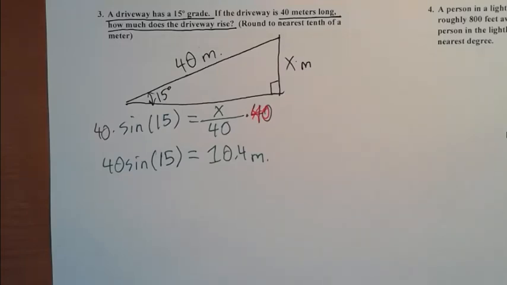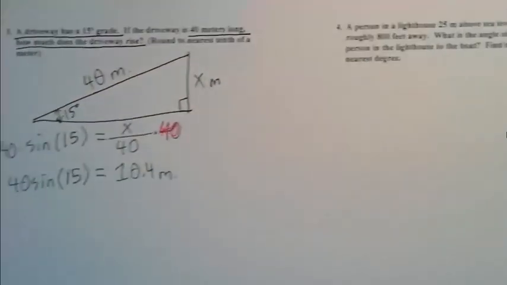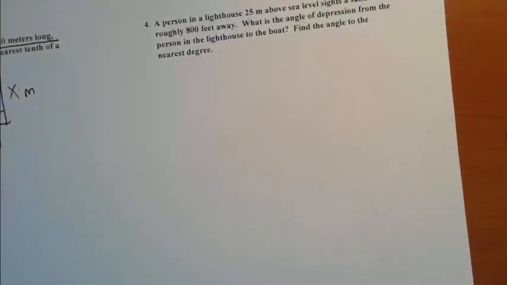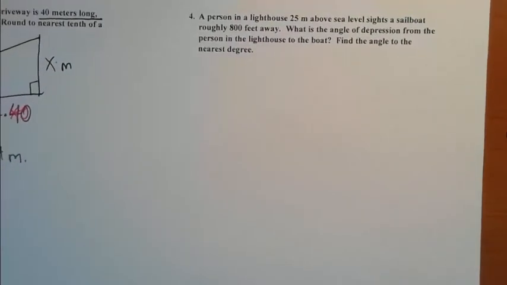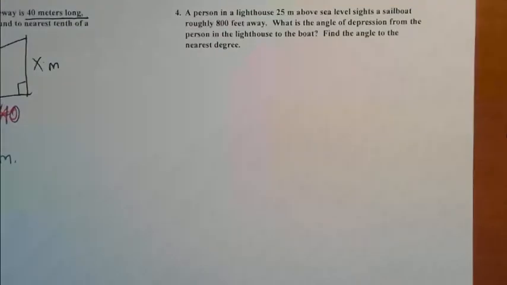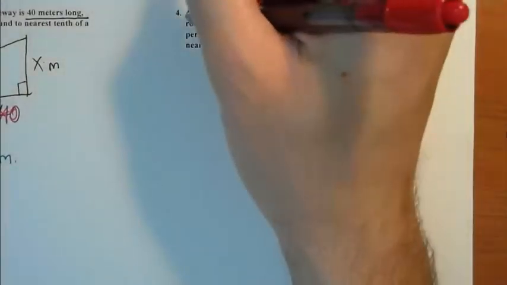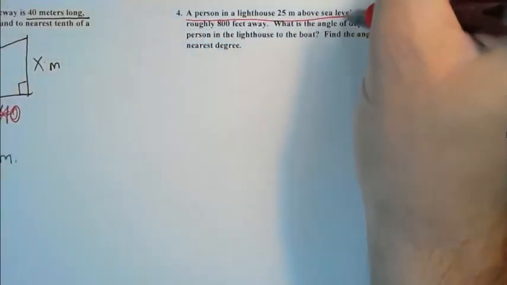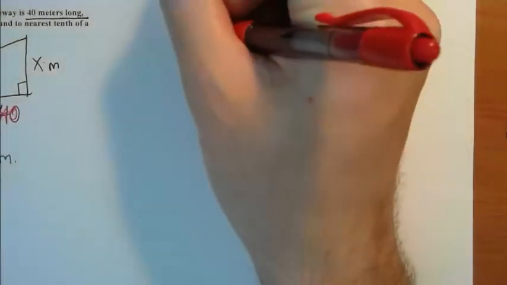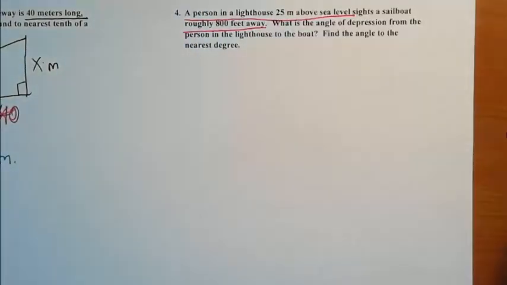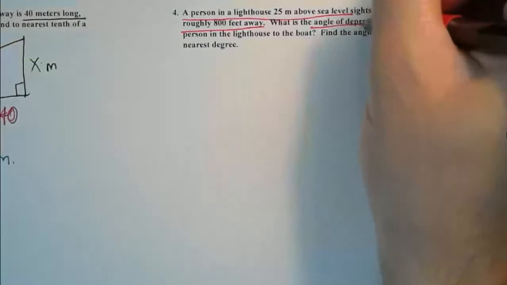Moving to problem number 4 now, out of 5 total. We have a very different sort of problem now in number 4, because we now have a person in a lighthouse 25 meters above sea level. We have something that's 800 feet away, the boat, and we're trying to look for the angle of depression.